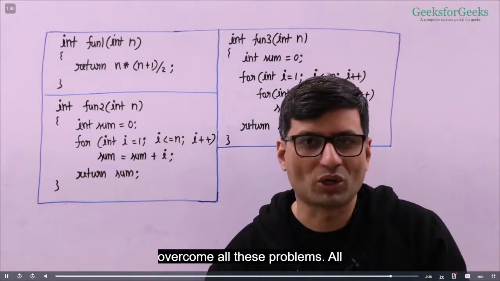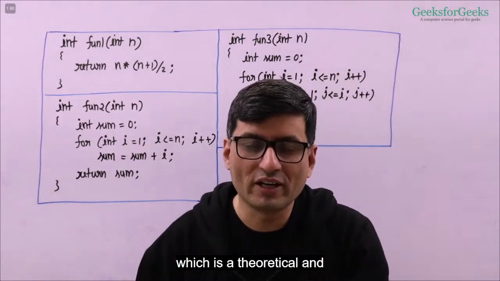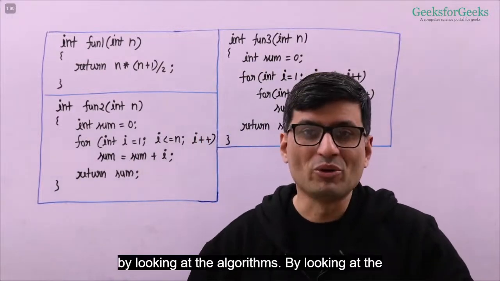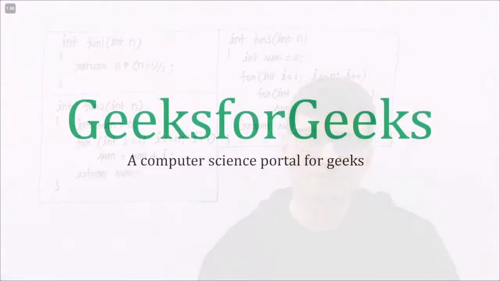To overcome all the problems that I've discussed so far, we have a solution called asymptotic analysis, which is a theoretical and mathematical analysis. With asymptotic analysis, we don't even have to implement all the solutions. By looking at the algorithms, by looking at the solutions, we can tell which one is more efficient theoretically.